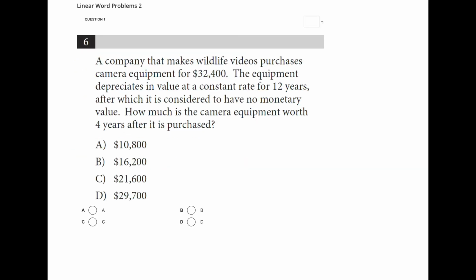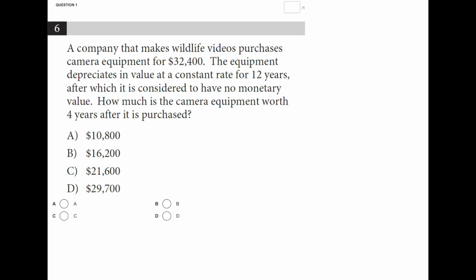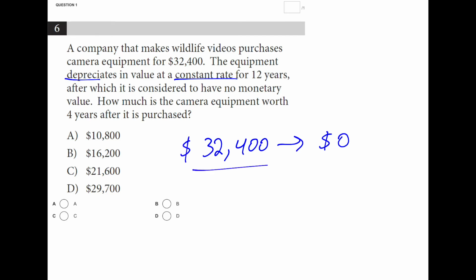Linear word problems 2. We have depreciating at a constant rate for 12 years. So over 12 years it goes from 32,400 to 0. So we are losing $32,400 in value over 12 years. So I can divide that by 12 to find out how much it depreciates each single year. And that is $2,700 per year.